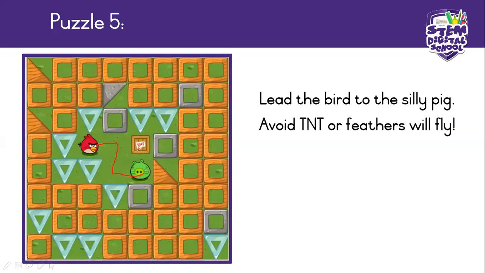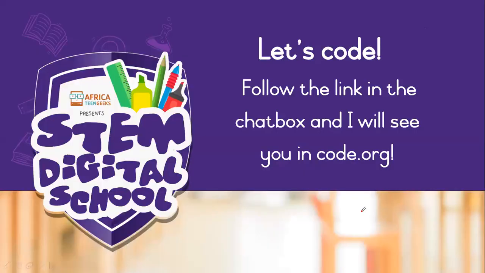Now you see this block TNT. Do you guys know what TNT is? It is an explosion. So I am going to show you later. When the bird goes into the TNT, it will blow up. So I will show you that in the puzzle as well. Okay, remember, luckily, we can always reset when we accidentally let our bird fly into the TNT.